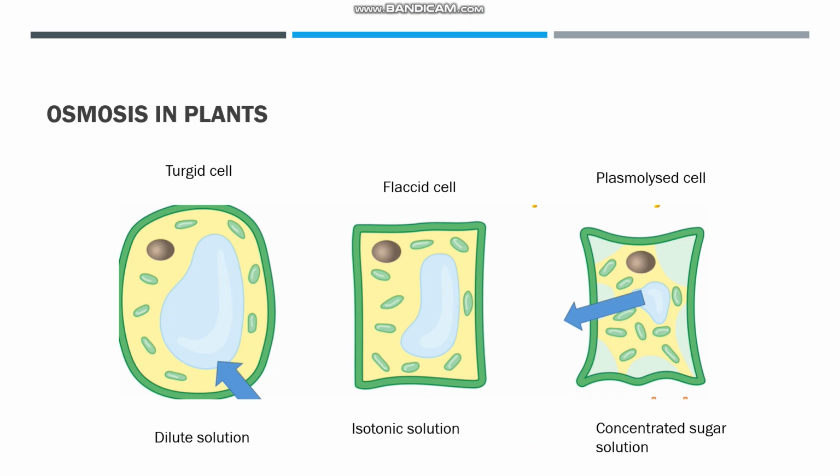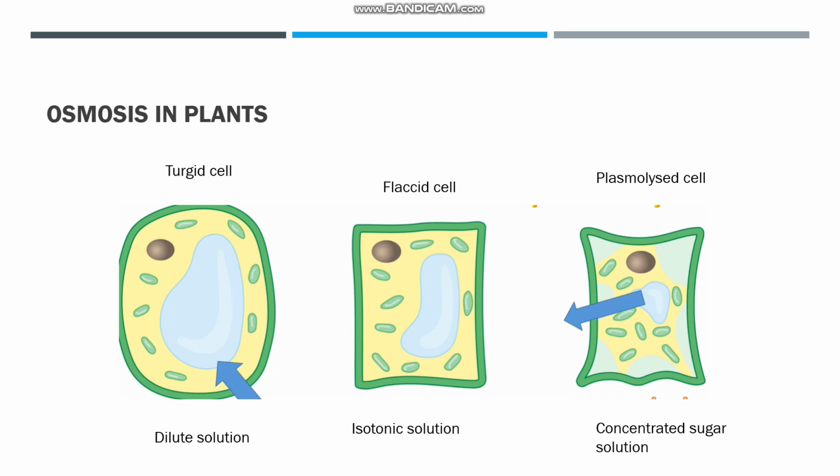So these key terms I've included above, which are turgid, flaccid, and plasmolysed, they're really important for you guys to get marks in exams, so make sure to include them in your answers. So in an isotonic solution, the concentration of sugar outside the cell and inside the cell is the same, so there wouldn't be much of a change.